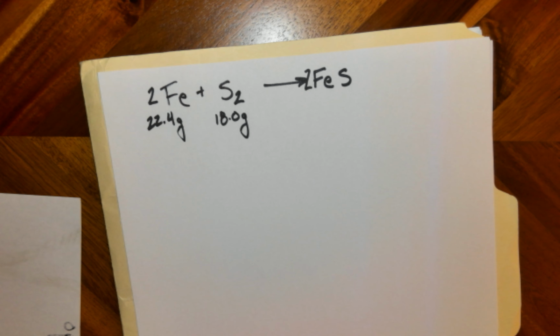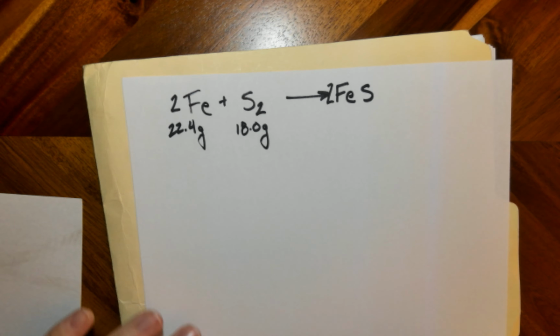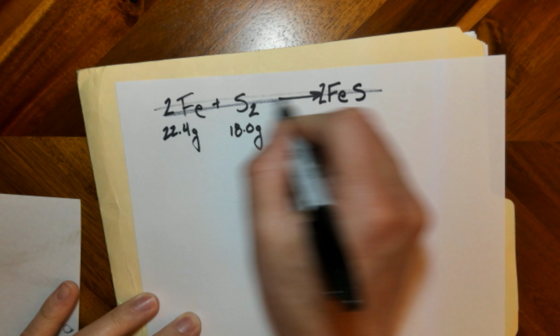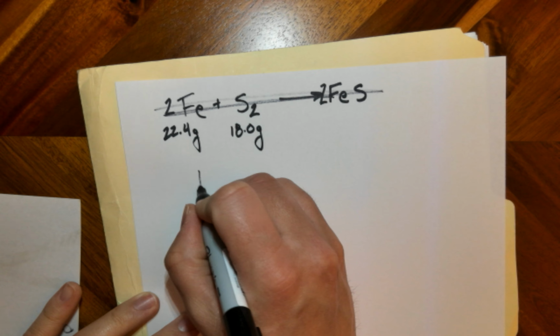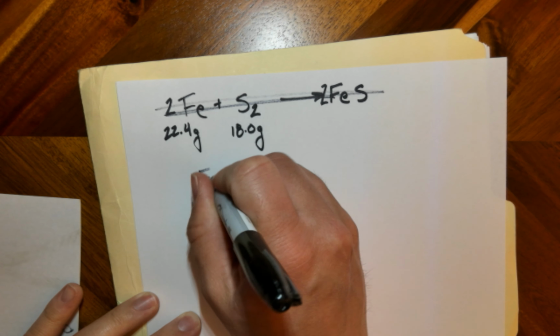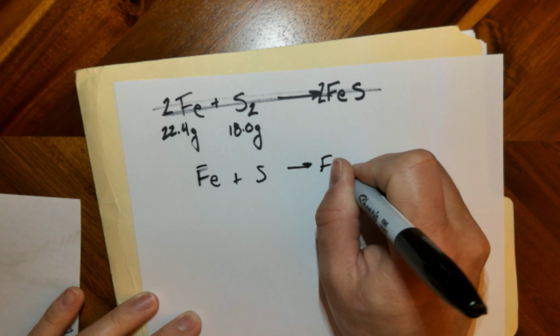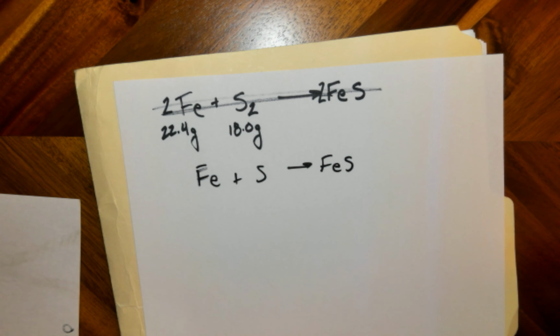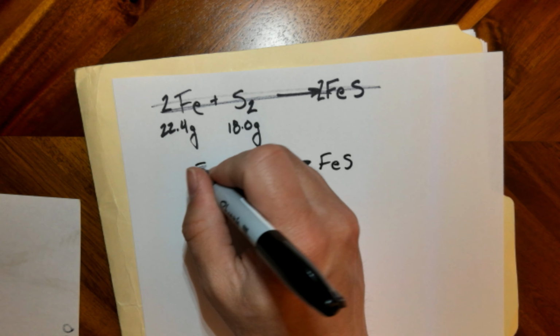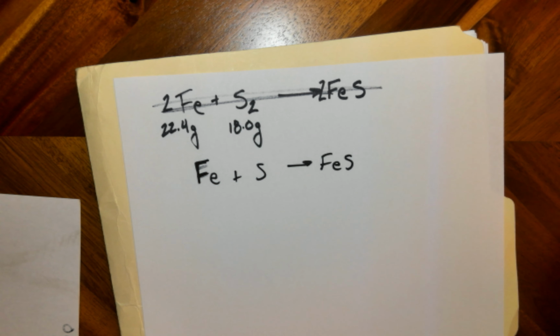All right, it seems I made a bit of an error here, which I have corrected in your worksheet, but I have not corrected in mine. So the sulfur is not actually diatomic. It's not a real thing. So if it is Fe plus S yields FeS. Sorry about that. If you need time to redo that, please go ahead and pause the video and do that now. My apologies.